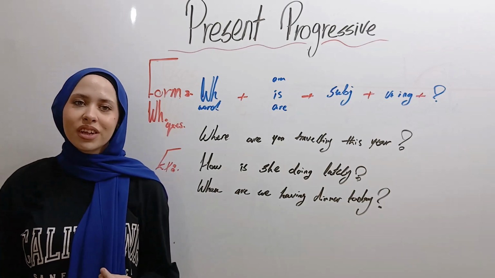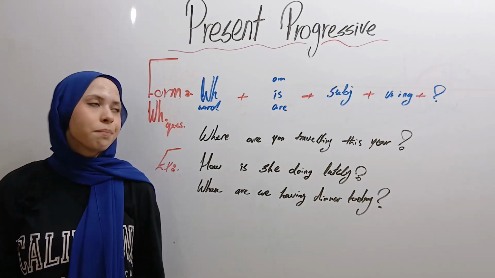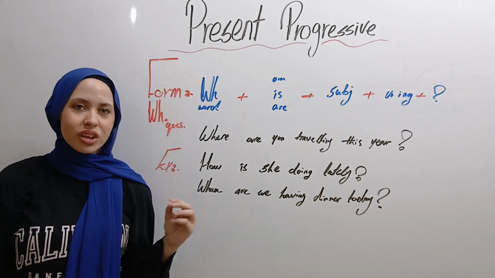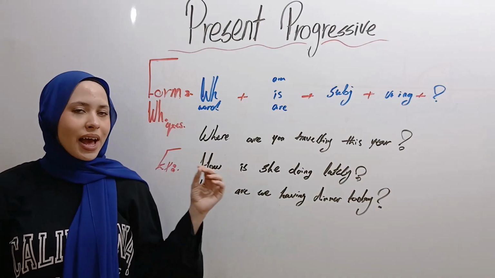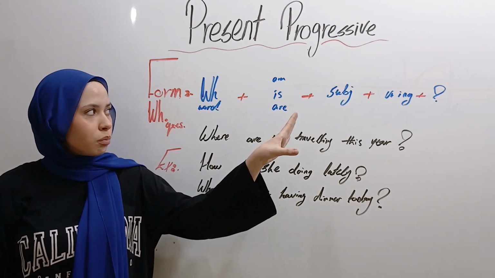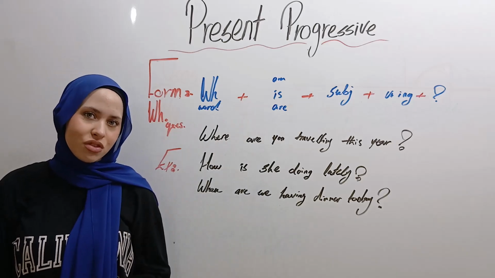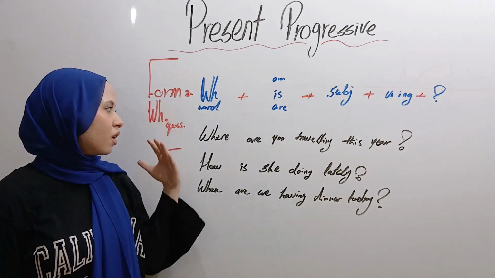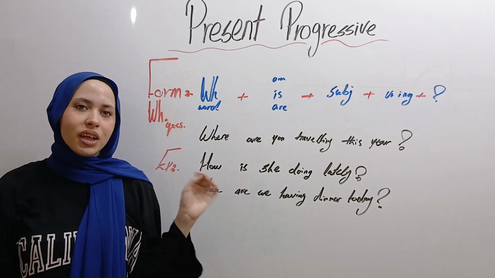And now we have the WH question form. We start with the WH question word, then am, is, or are, depending on our subject, then the subject and the verb in ing. So let's take some examples. Where are you traveling this year?